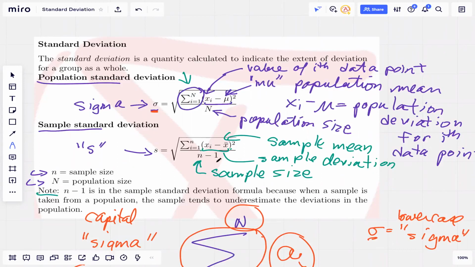So I hope that helped a little bit with notation for the standard deviations. And there'll be another video on how to calculate the standard deviation using some of the functions in Excel.